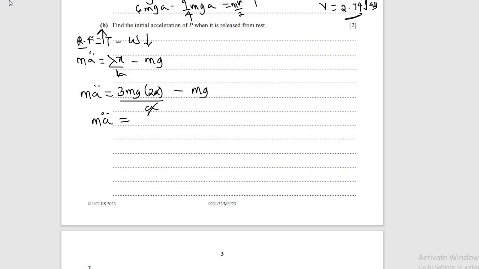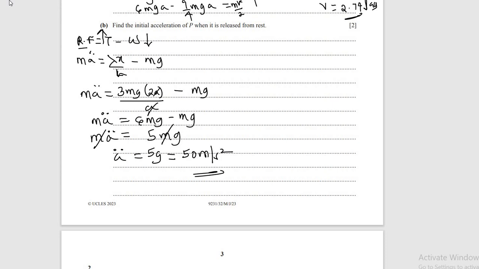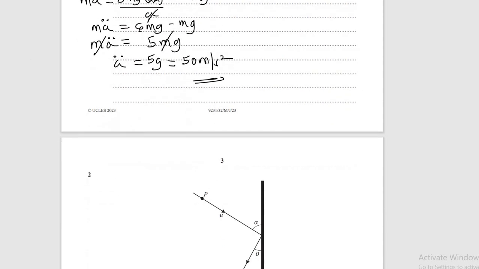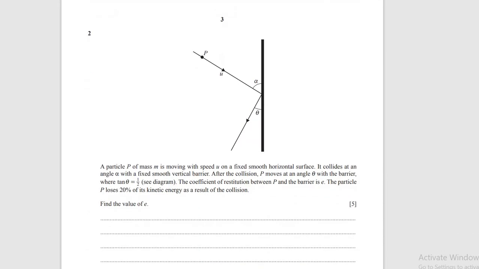ma equals 6mg minus mg. Mass times acceleration gives us 5mg. Mass cancels mass. So acceleration is 5g and g is 10, which is 50 meters per second squared. That's the acceleration. That's the first question. Now the second question.